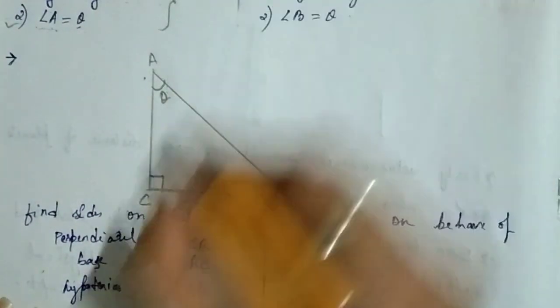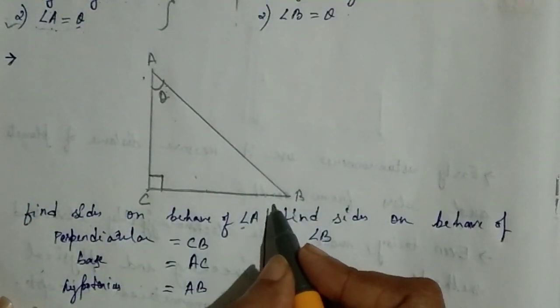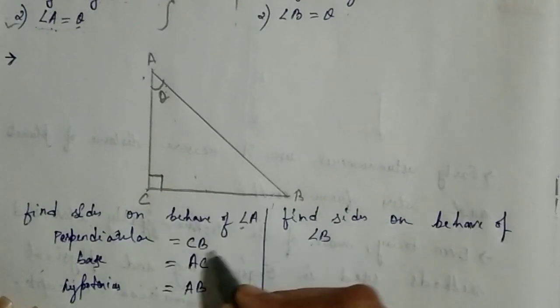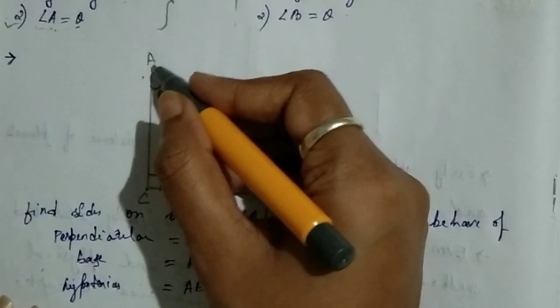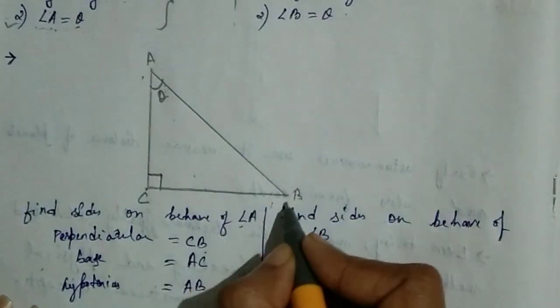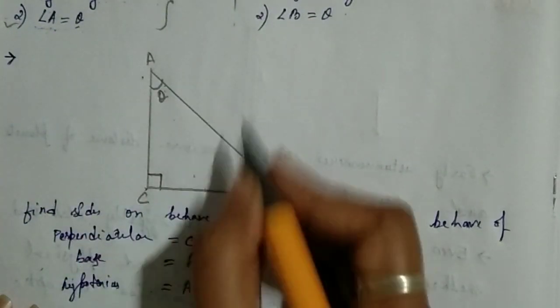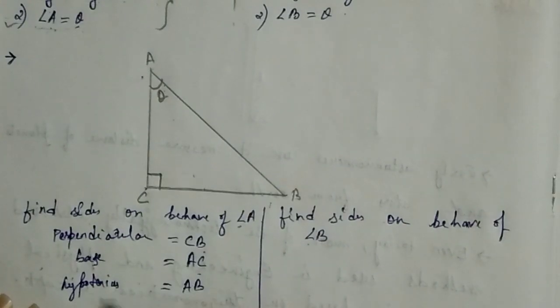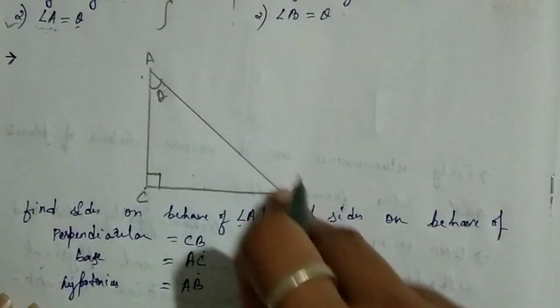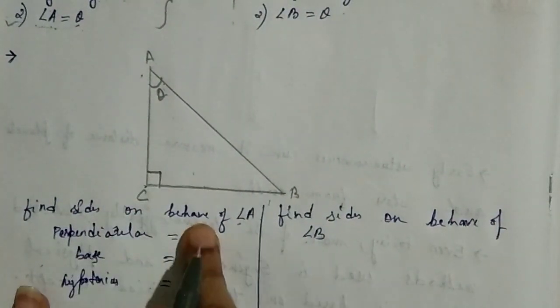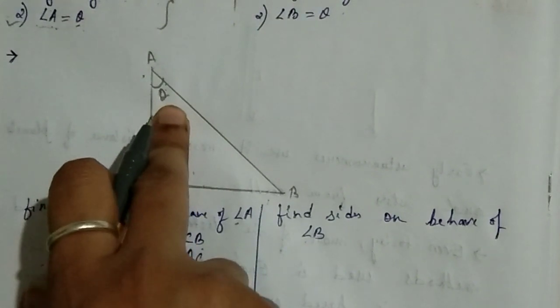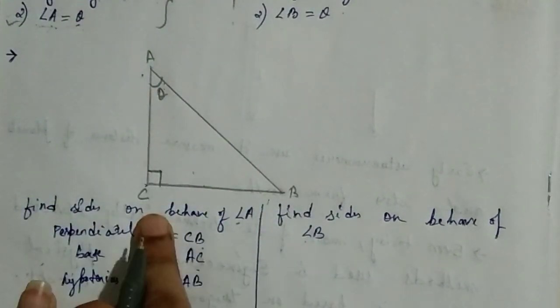Okay, we consider this one as theta. On behalf of this one, this side is totally opposite to theta, so this side becomes the perpendicular. This side is adjacent to angle A, and this perpendicular is standing on this line, so it is the base. Then the third side is left and it is the longest side, so it becomes the hypotenuse. Okay, so this naming was based on angle A.